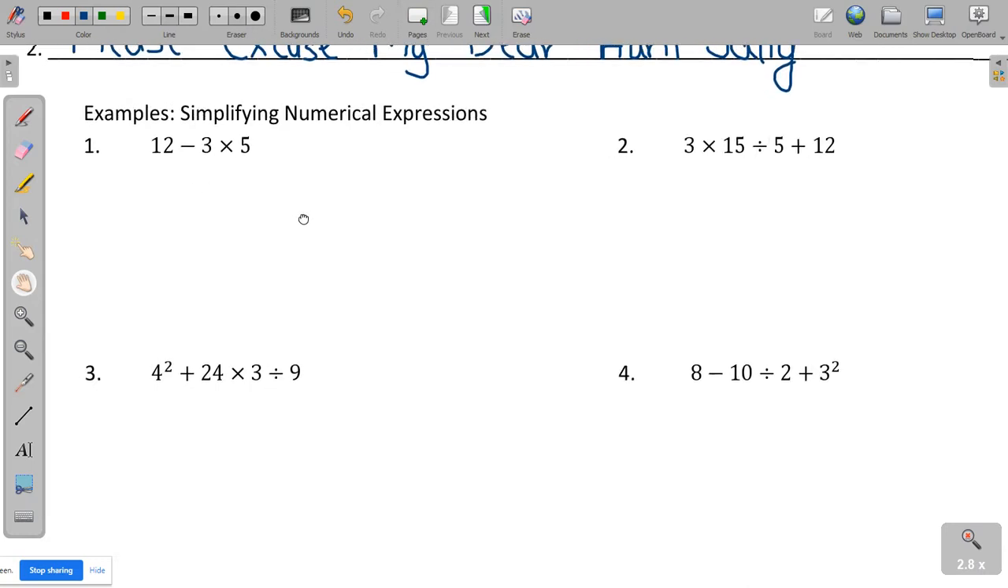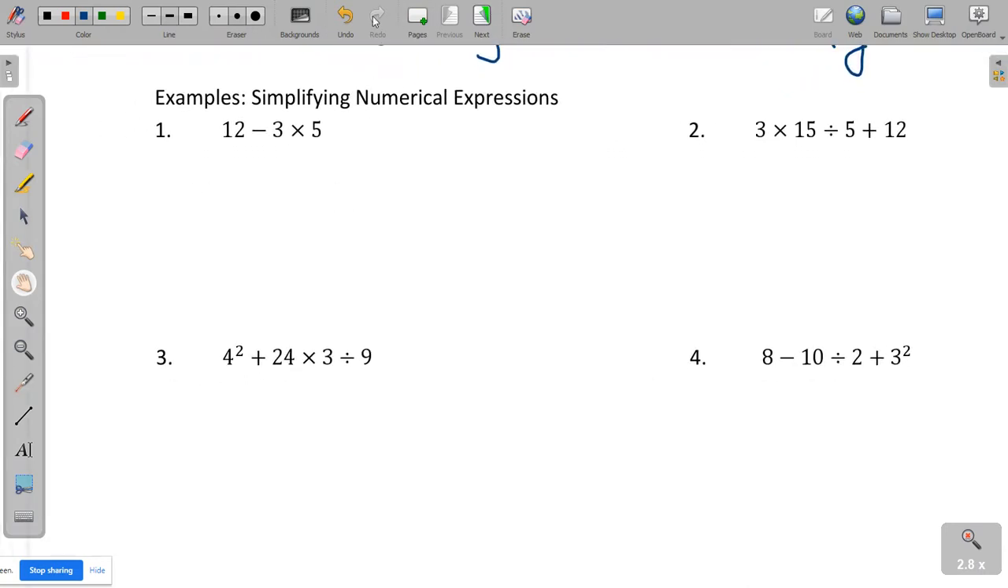So let's look at some examples. We have 12 minus 3 times 5. PEMDAS says we have to multiply before we subtract. So we're going to multiply 3 times 5, and 3 times 5 gives us 15. Then we're going to bring down everything else as it is. Then we have 12 minus 15, and 12 minus 15 is negative 3. Just take it one step at a time.